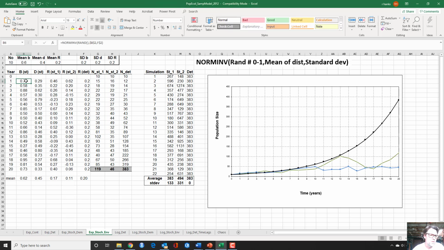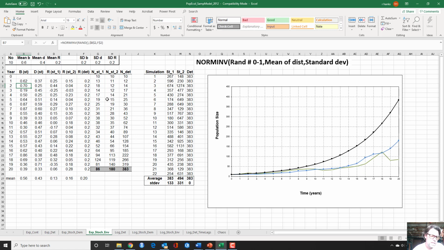Instead of using the crit binom function, in this example we use the norm inverse function. And here we start with a random number between 0 and 1, the mean of the distribution, and the standard deviation. So in this first birth example, the random number is between 0 and 1. You see that here. And then the mean of the distribution is shown here as 0.6 underneath B. That's the mean births, and then the standard deviation that we built in here is 0.2. Right, and so if I hit go, you can see again it changes over here.